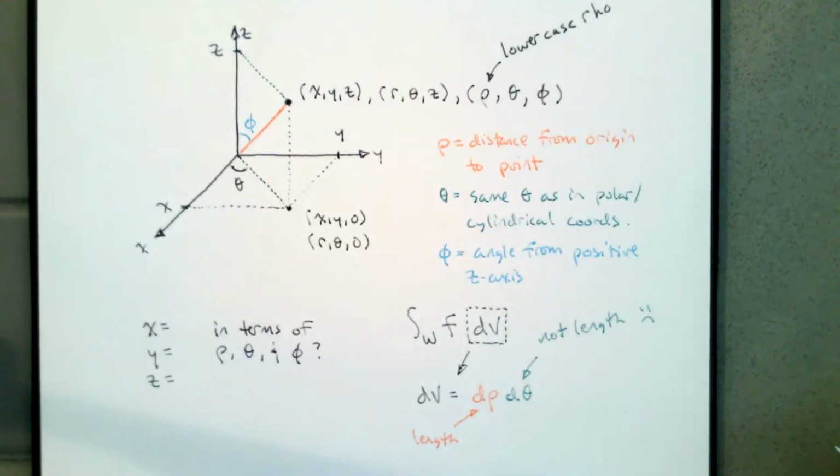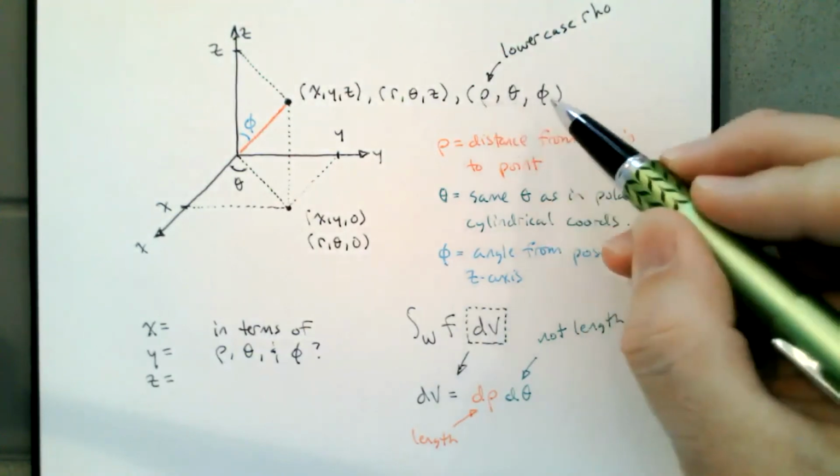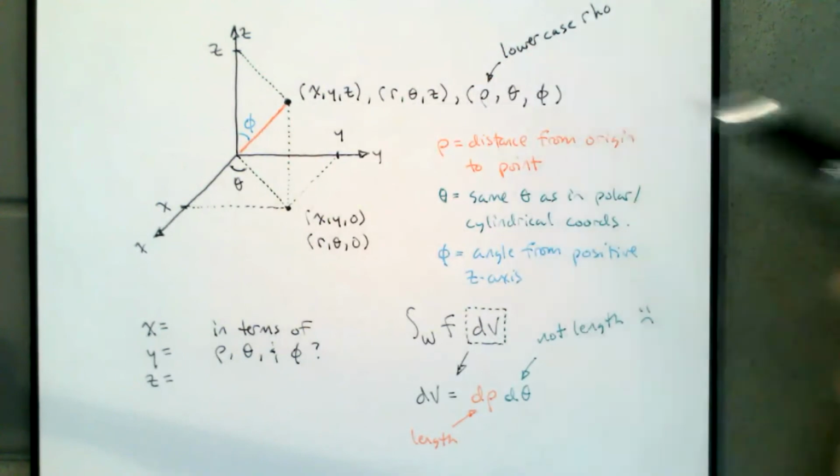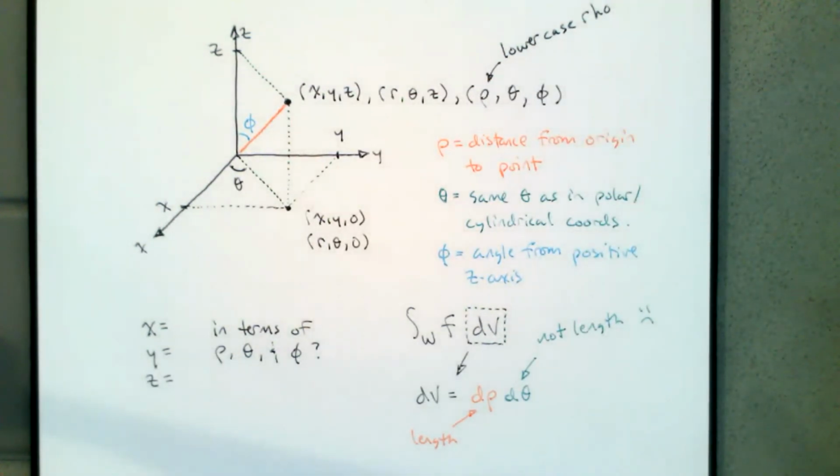Now, if you're thinking, why don't we just use r from before? We don't have an r. There is no r in these spherical coordinates. That's something from cylindrical coordinates. We borrowed theta from the cylindrical coordinates already. We can't be borrowing theta and r from our cylindrical coordinates.